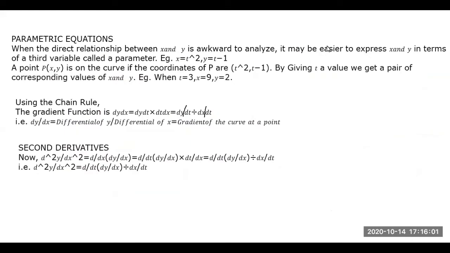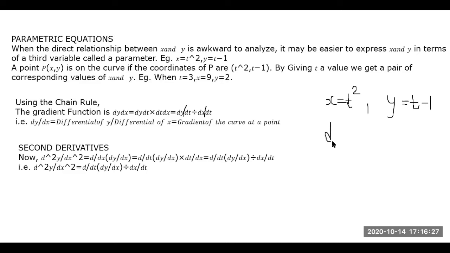The next thing we want to look at is parametric equations. Sometimes we're given equations that are written in terms of a third variable. For example, x is equal to t squared, and y is equal to t minus 1. So both x and y are written in terms of t.